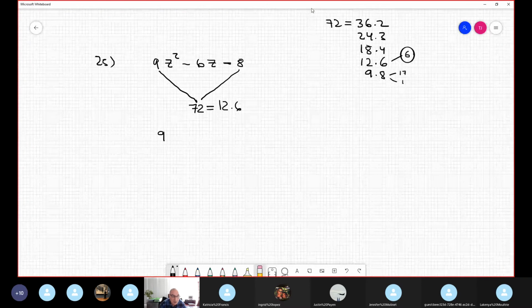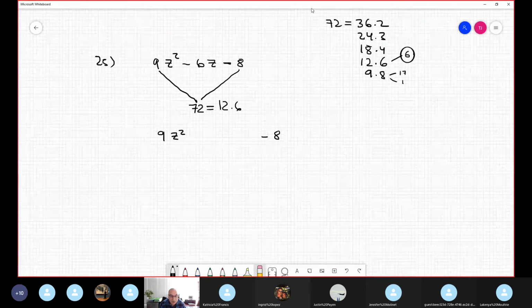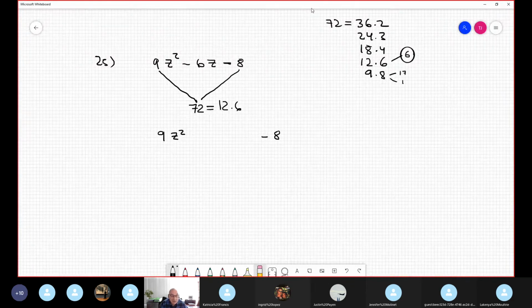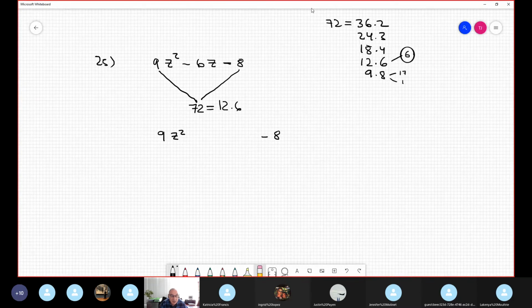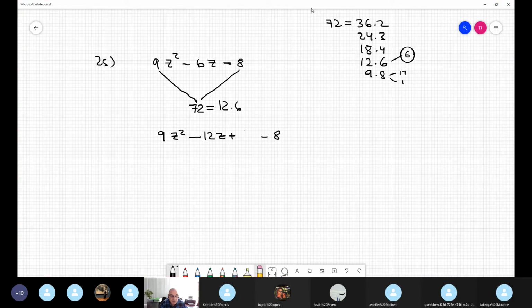Bring down the last one with the corresponding sign, of course, as negative 8. And separate negative 6 using 12 and 6. Be careful with the sign. It's minus 12z plus 6z.